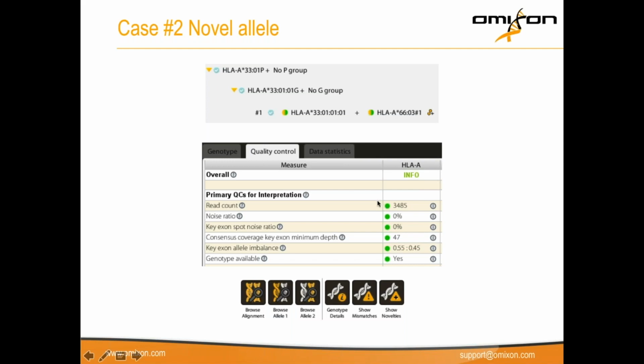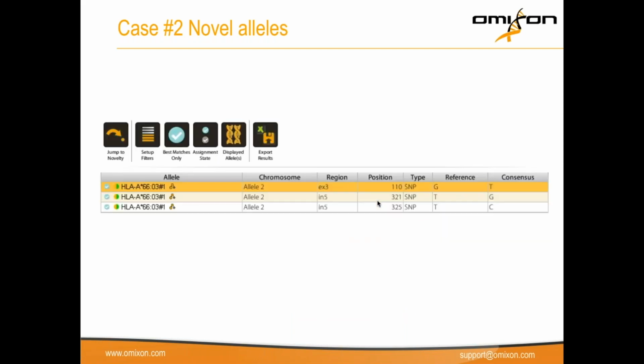When a novel allele is detected, it is important to confirm the validity of the novelty. In order to do that, let's click on the Show Novelties button. This brings you to another window showing you the newly detected polymorphisms. There are actually 3 new polymorphisms: 1 in exon 3 and 2 in intron 5.